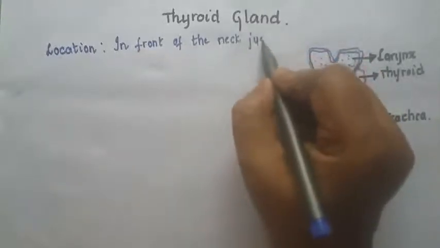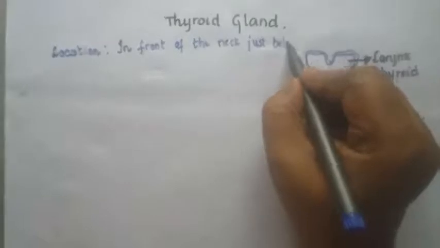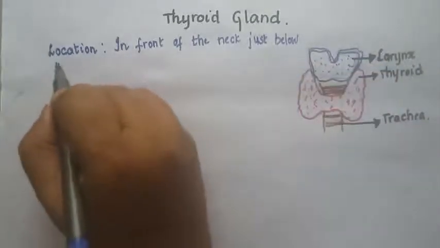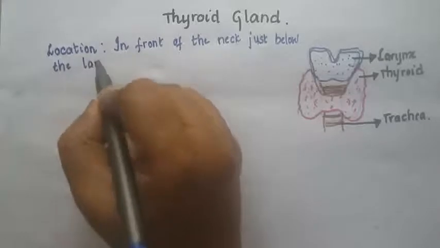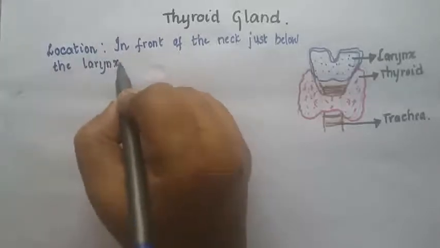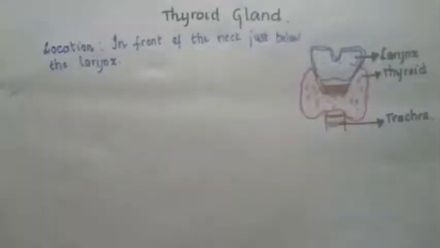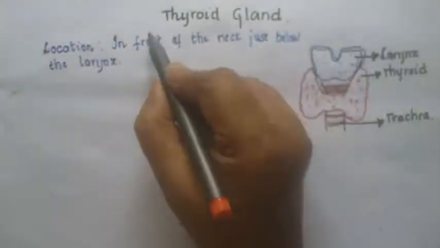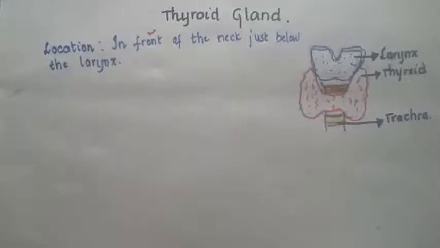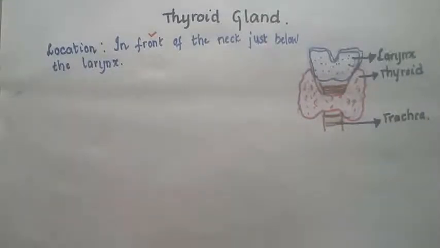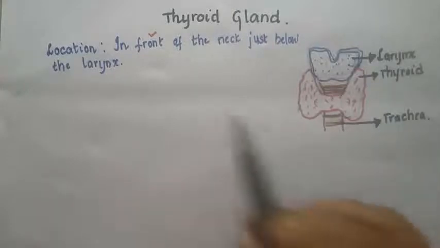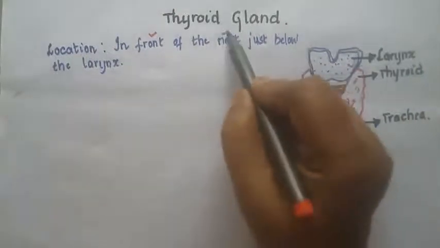Just below the larynx. Children, whenever they ask you about the locations, you have to write the locations as given in the textbook. So, what is the location of the thyroid gland? The thyroid gland is situated in front of the neck. Observe carefully, you have to write the words front of the neck, because we find the neck on either sides or even at the back.